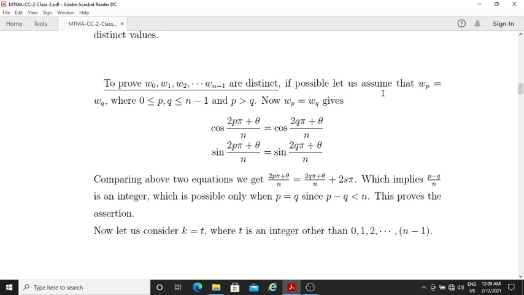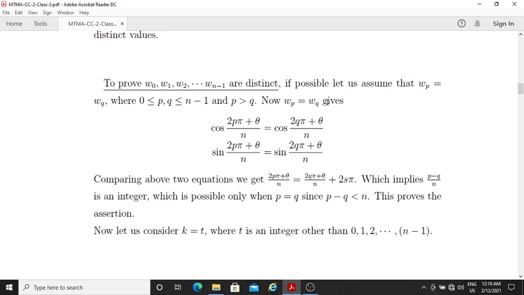So if possible, let us assume they are not distinct. Let us take two, w_p and w_q, where p and q are within the set 0 to n minus 1 for the values of k, and as they are two different integers, one of them should be greater than the other. So let us assume that p is greater than q, and they are equal.